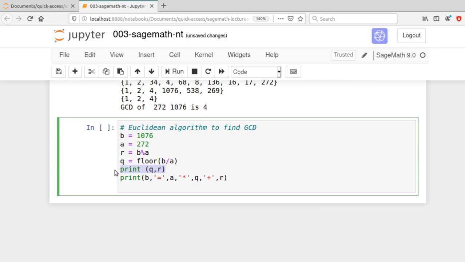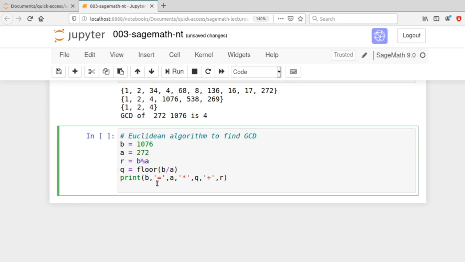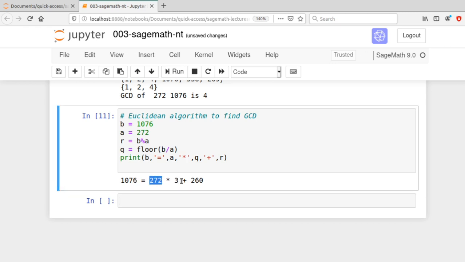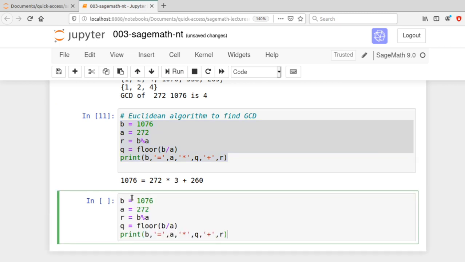So print Q and R. This is not necessary, but okay, we will see the output. We get 1076 is equal to 272 into 3 plus 260. The next step, we want to write 272 is equal to something into 260 plus the remainder. So exactly the same steps, but the only difference is that the value of B will not be the same. The value of B should be equal to 272, which is A, and the value of A should be the remainder. Instead of writing it like this, the values of B and A become A and R.